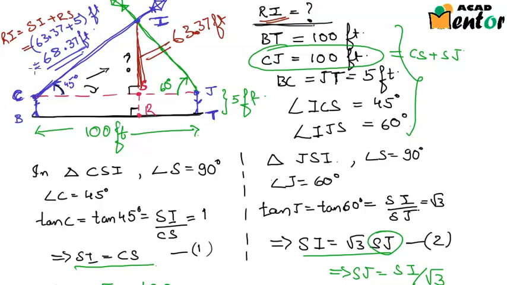So RI is equal to 68.37 feet. That's the height of the point of intersection from the ground level.